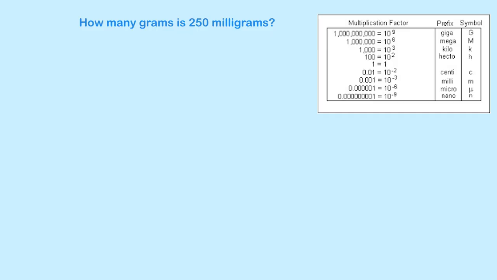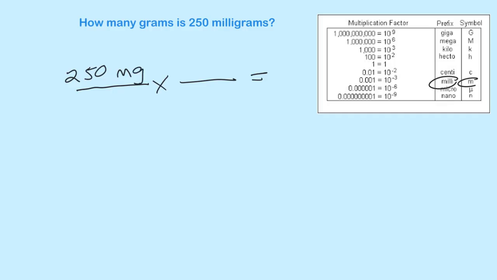Okay, here's a second example. It says how many grams is 250 milligrams. So again, I set up my dimensional analysis. Setup. We're starting with 250 milligrams. Milli has the lowercase m. You can see that here. And grams is a G.